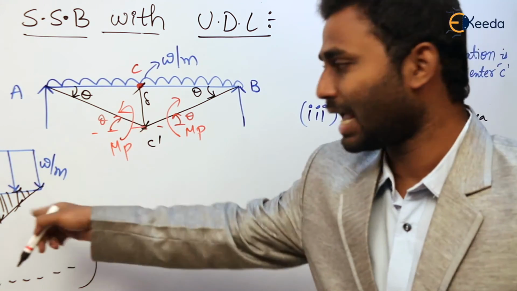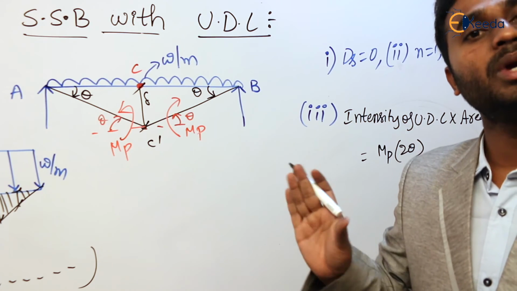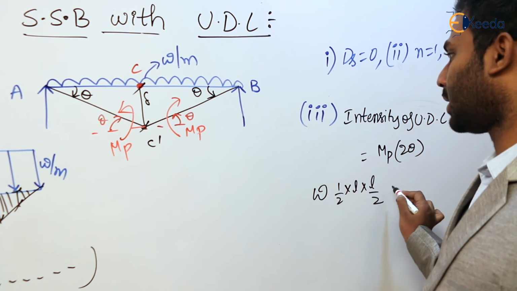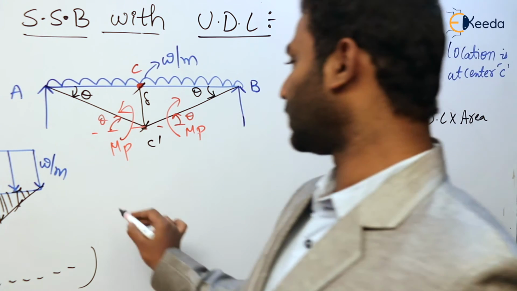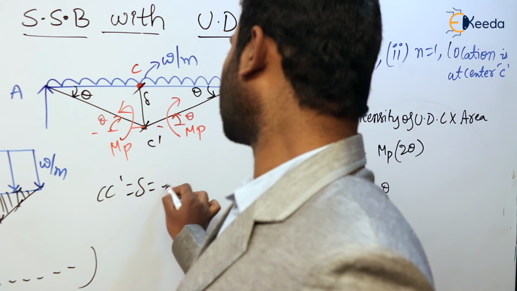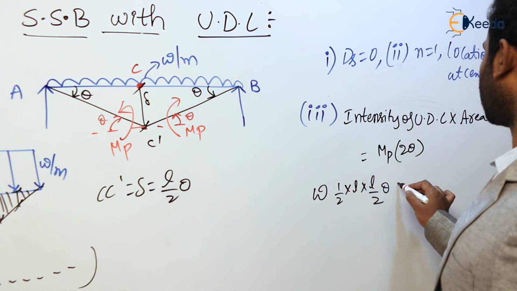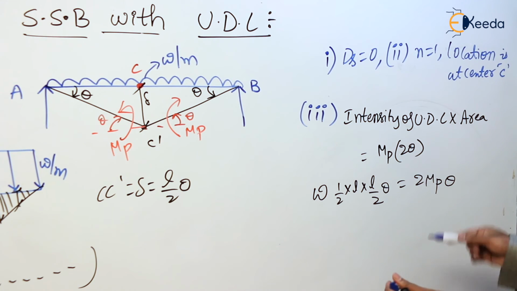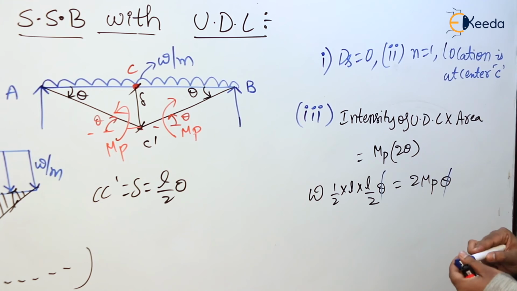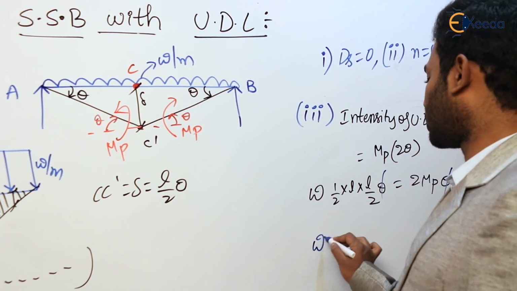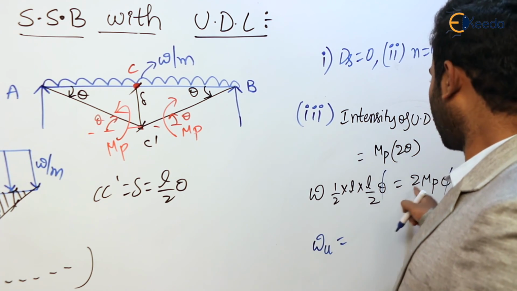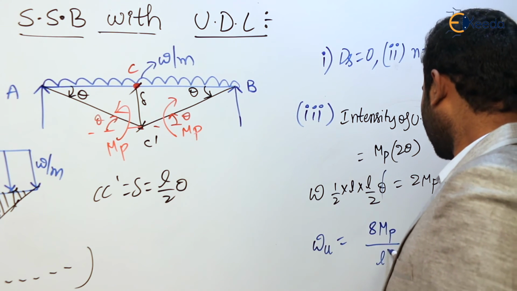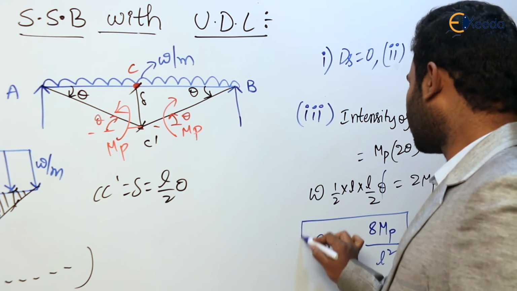The area is a triangular area. What is the area of a triangle? Half into base into height. So the base is L and the height is L by 2 theta, that is the delta CC dash. CC dash is equal to delta, and delta is equal to L by 2 theta. So W into half into L into L by 2 theta is equal to 2 MP theta. Now here we can cancel theta and theta. Finally the true collapse load, intensity of true collapse load, small w, is equal to 2 into 2, 4, 4 into 2, 8, so 8 MP by L square. This is the collapse load for a simply supported beam with UDL.